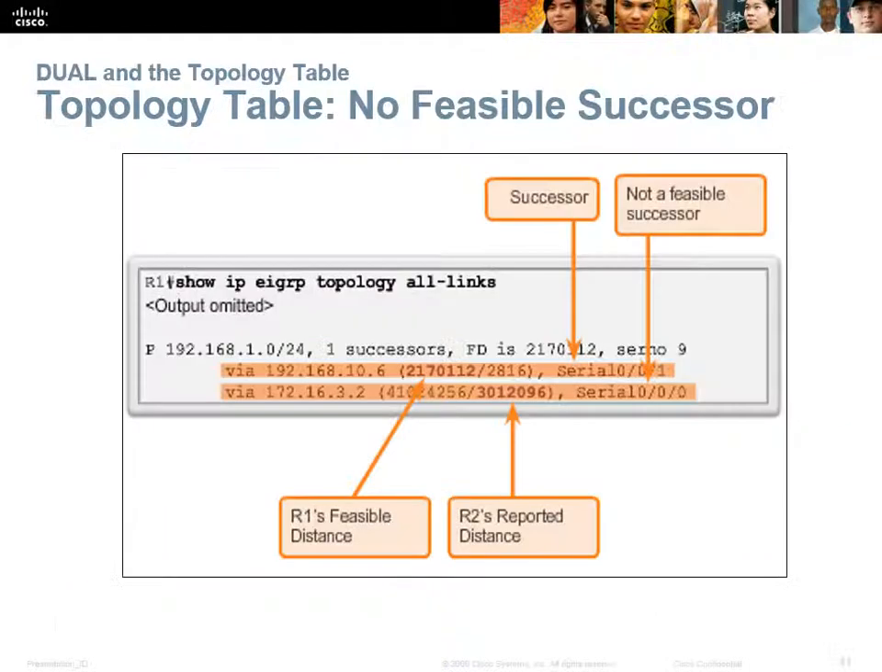I'm not going to get into that. Here's the example. Remember we have the 1.0/24. If I'm going out serial 0/0/1 out of me and go to Casey to the 192.168.10.6 network, it's feasible for me to get it there, but R2's distance is much bigger. Which way is the traffic going to go? It's going to go out the normal one, right? Because this serial 0/0/0, because this number is greater than this one, is not feasible. Does that make sense?